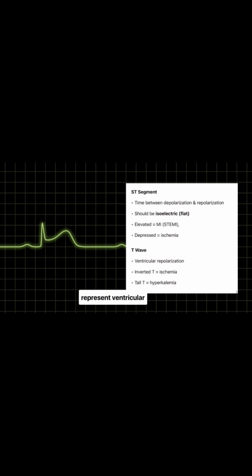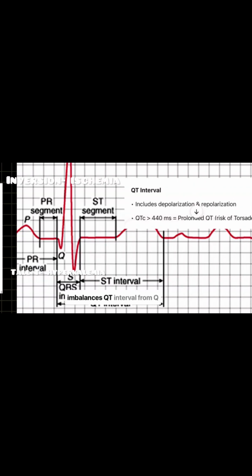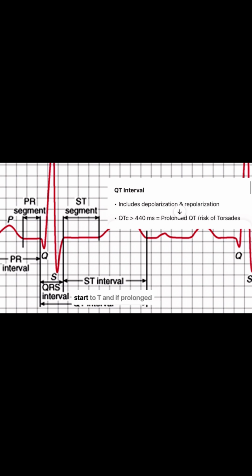T wave represents ventricular repolarization. Height is less than 5 mm in limb leads and less than 10 mm in chest leads. Inversion suggests ischemia or electrolyte imbalances. QT interval is from the start of Q to the end of T, and a prolonged QT interval indicates Torsades risk.